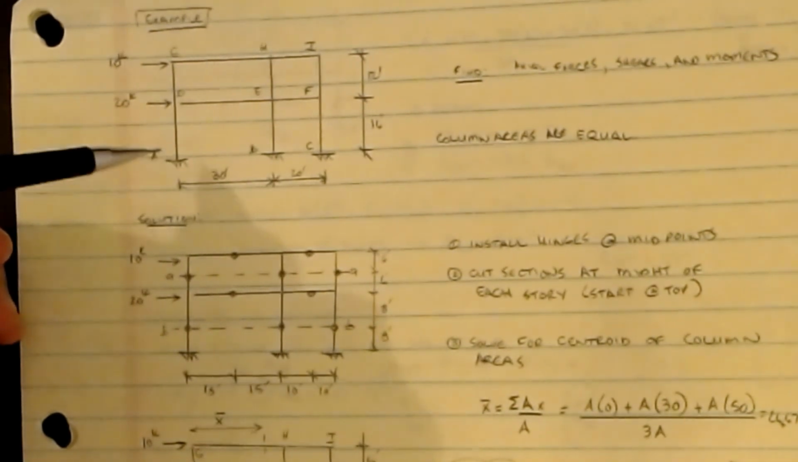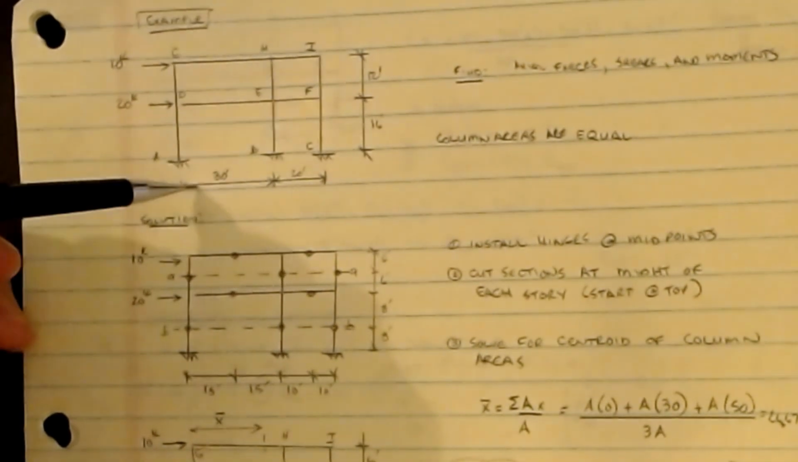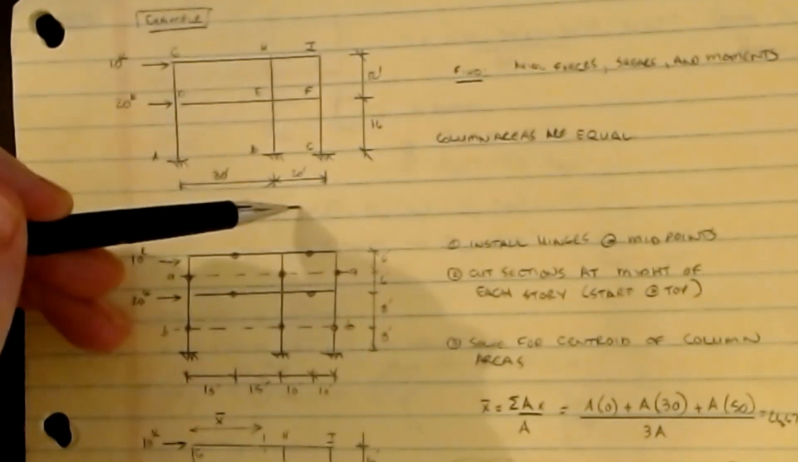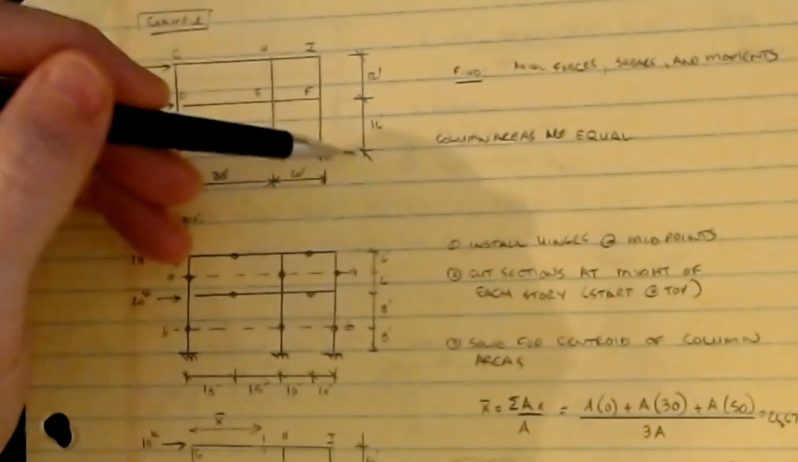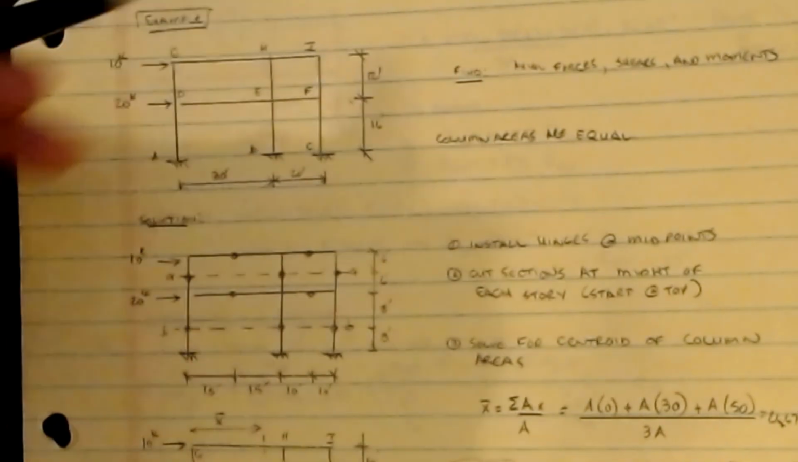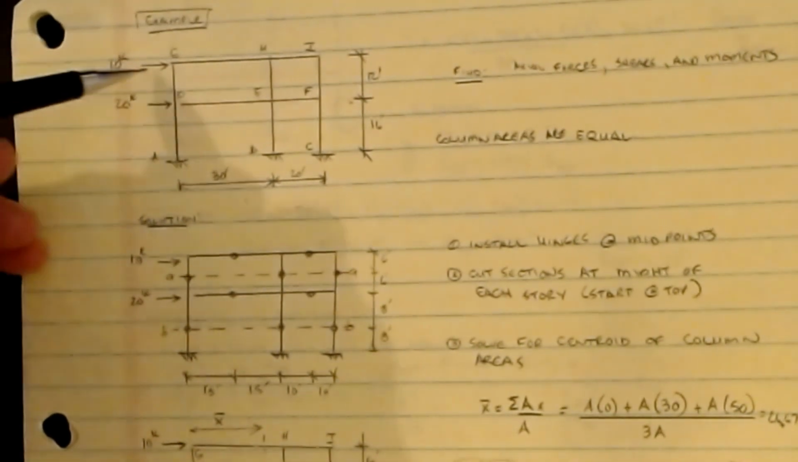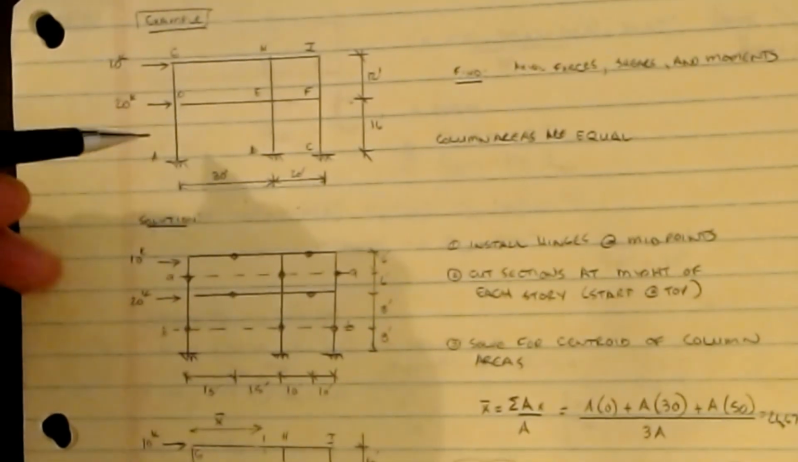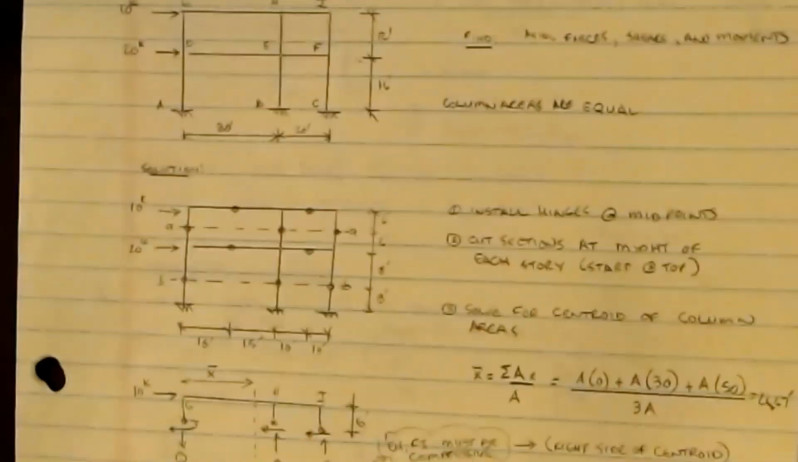It's kind of a multi-story double portal. It has 30 feet for this span and 20 feet for the next span. The first story height is 16 feet and the top story height is 12 feet, and we have 10 kips as a horizontal load acting here at G and a 20 kip horizontal load acting at D. All right, so the methodology says the following.